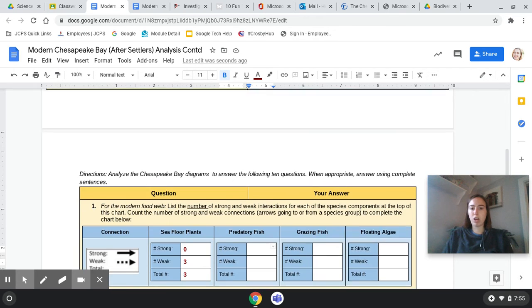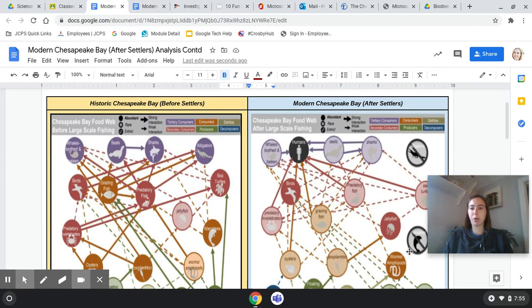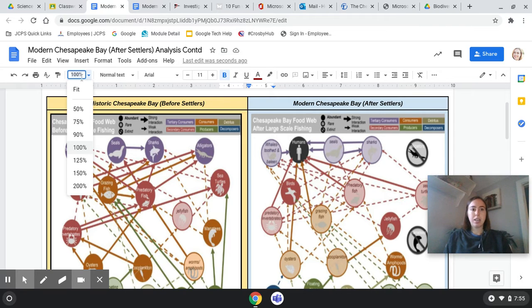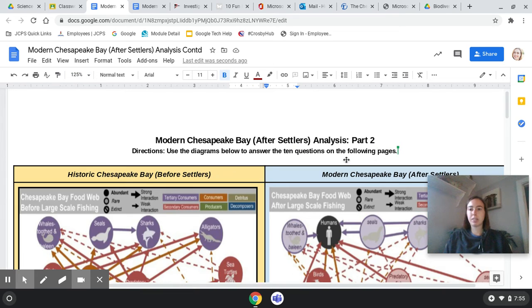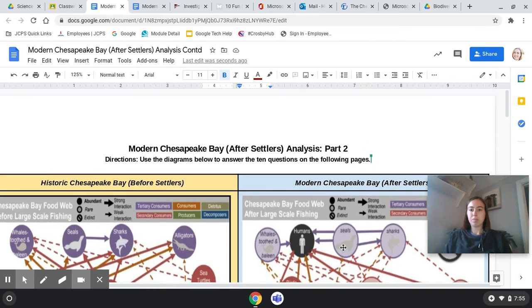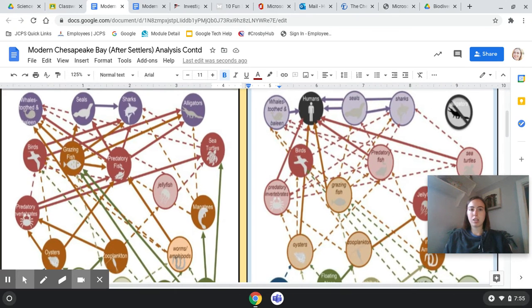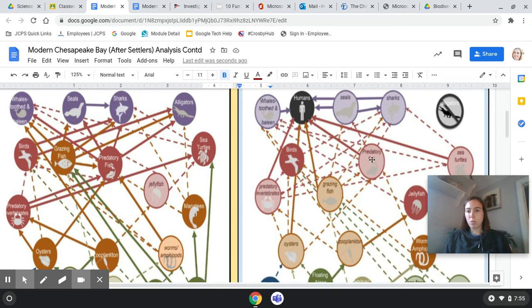Up next, we're going to do predatory fish. So we're going to scroll up to our modern food web. Remember, our modern food web is on the right. And we're going to find predatory fish. And if you need to zoom in on your assignment, you can go to where it says 100%, and you can make it 125% so that you can see it even better. And so when I find predatory fish, I'm again counting the number of interactions.